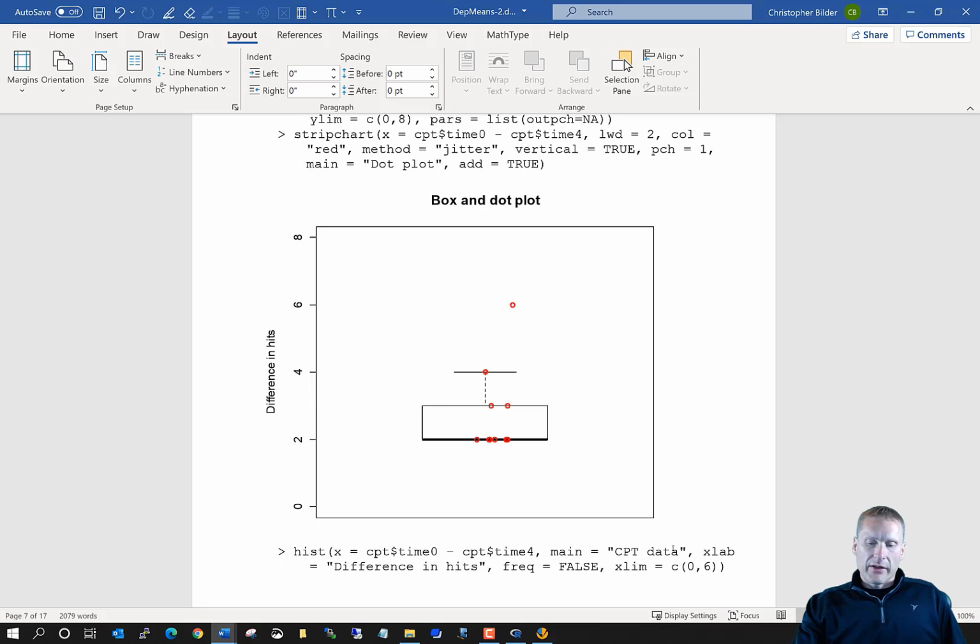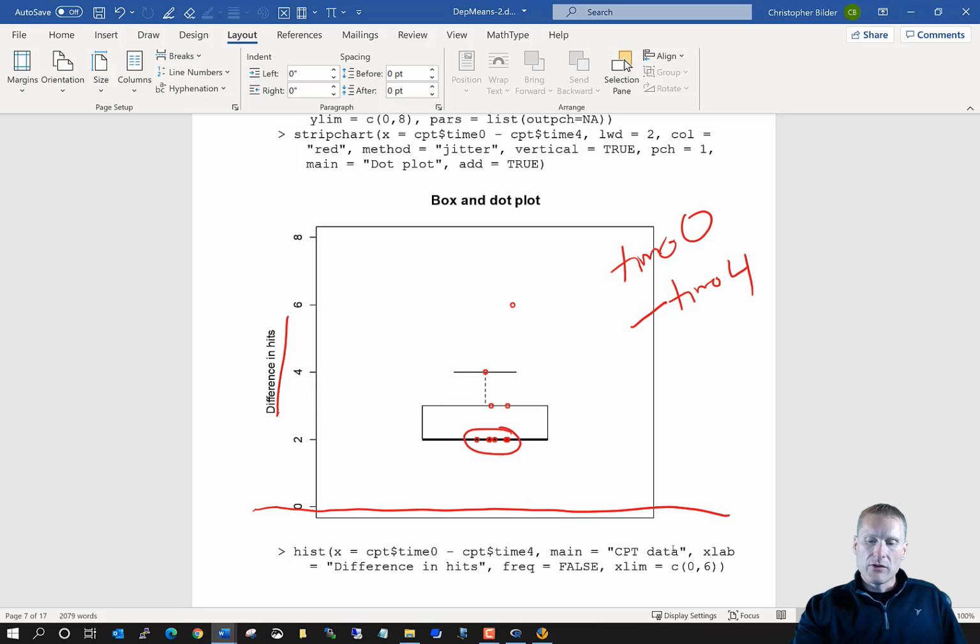So here's what our data looks like. We got a lot of these 2 values. But what's very interesting to notice is this. Here's my line at 0. If the hits go down over time, this difference value would be positive because I take time 0 minus time 4. And notice that all the values are above 0. So at least in this sample for these 10 subjects, it appears that perhaps this drug did cause some kind of detrimental effect, because the number of hits, the number of correct responses, was going down.